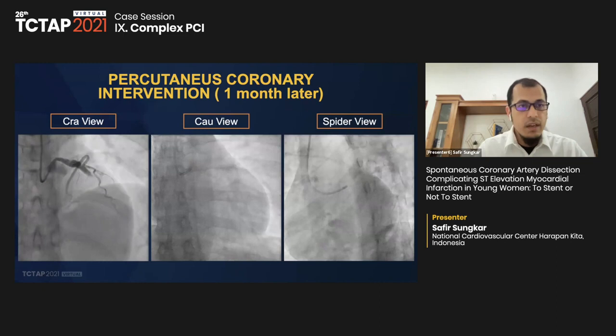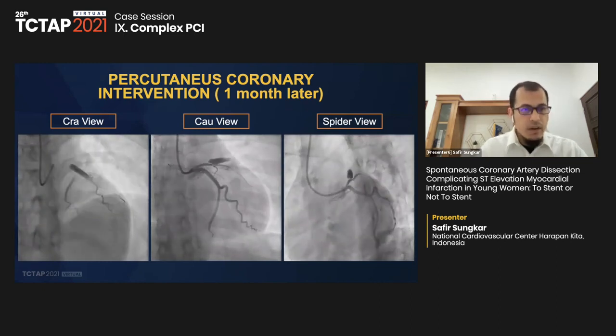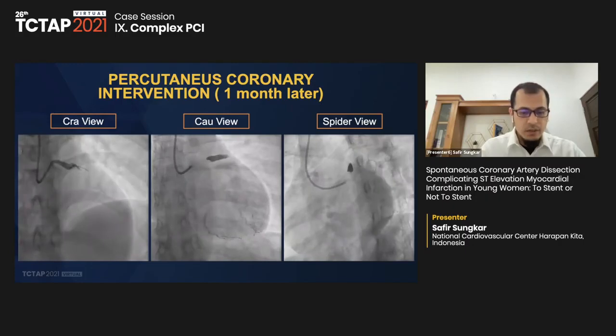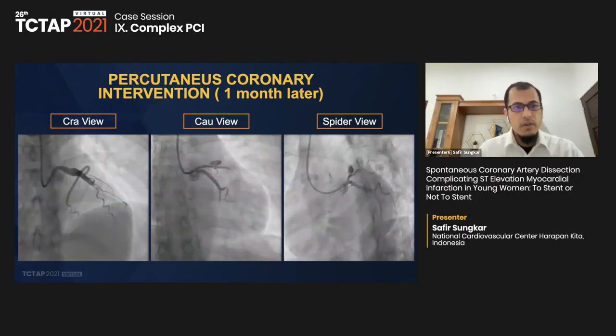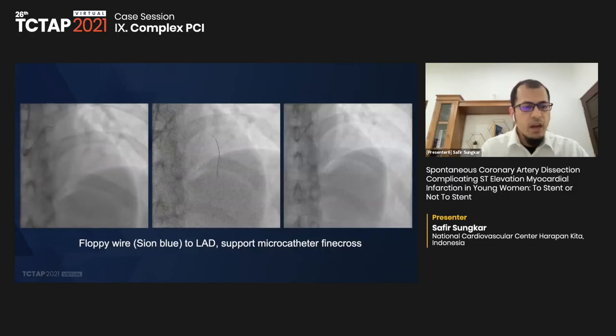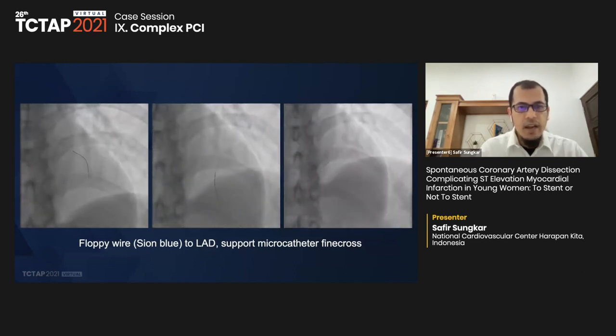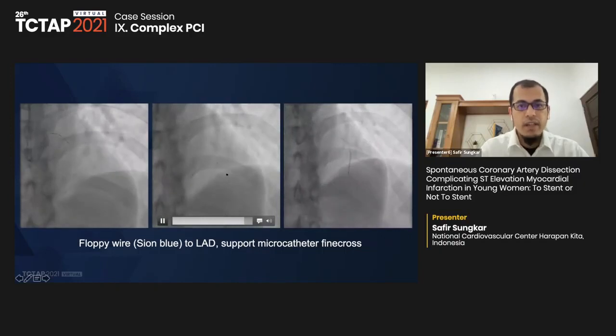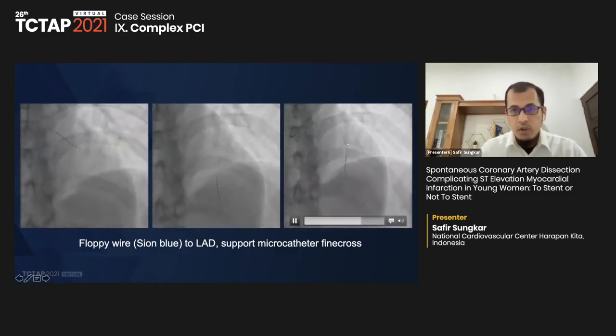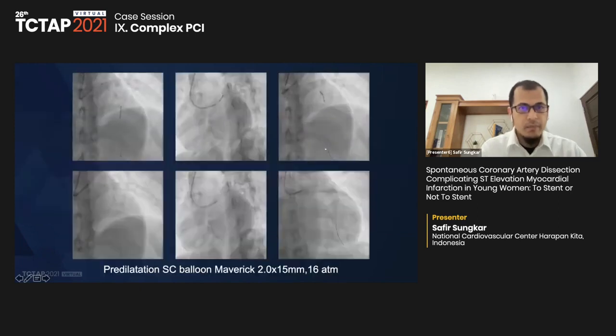One month later, coronary angiography showed progression of the disease, totally occluded from the mid to distal part of the LAD. We used a floppy wire, Sion Blue, with a support microcatheter, Fine Cross, to cross the LAD, and we advanced the wire carefully. Here is the critical point: we have to ensure that the wire is in the distal true lumen. So we made a distal tip injection from the microcatheter. We can see the contrast filling the LAD. We continued with multiple pre-dilatations with a semi-compliant balloon.